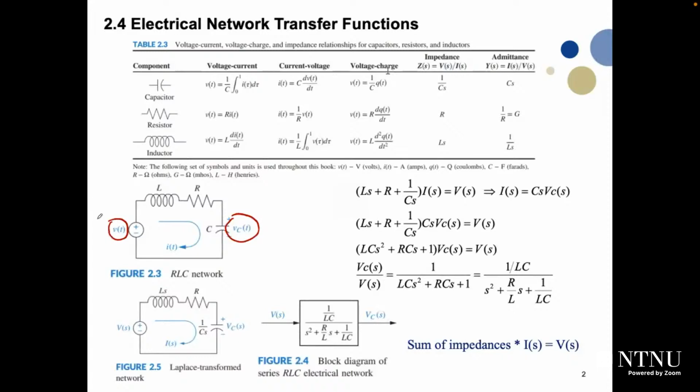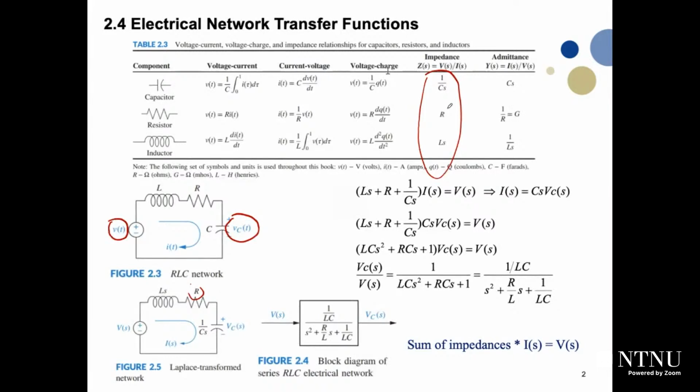One way of solving it, which is very quick, is to convert all those resistance, inductance, and capacitance into impedance. The impedance of L will be Ls. Impedance of R will be R. Impedance of C will be 1 divided by Cs. You can find these impedances from this table. The impedance of the capacitor is 1 divided by Cs, the impedance of the resistor is R, and the impedance of the inductor is Ls.